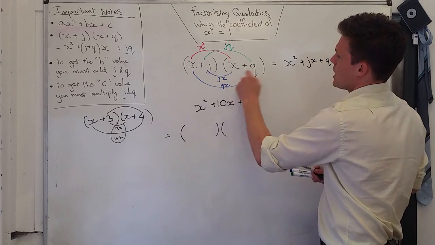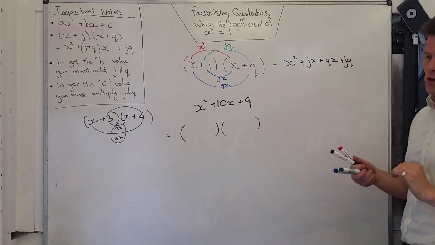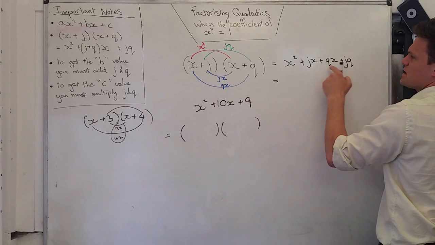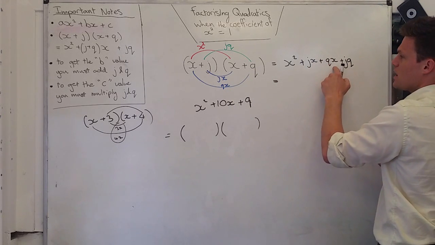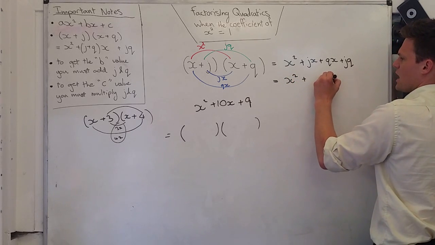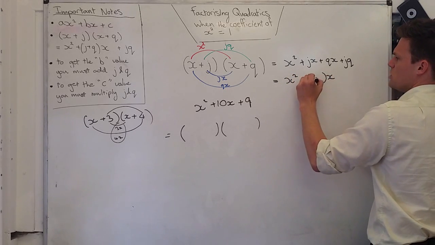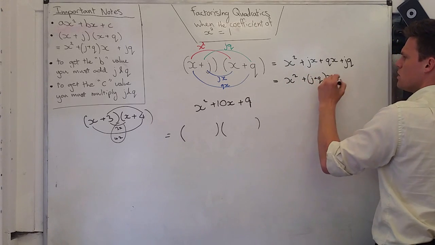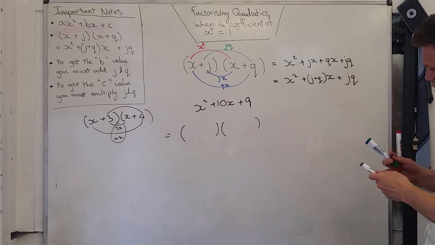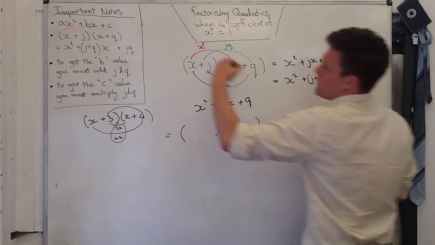So what I've done is I've got j and I've got q, and we've just expanded it normally. I'm going to take this a step further, and you'll notice that within jx and qx, I've got a common factor of x. So what I'm actually going to do is take out x. I'm just left with j plus q. And on the outside, I'm just going to leave j and q.